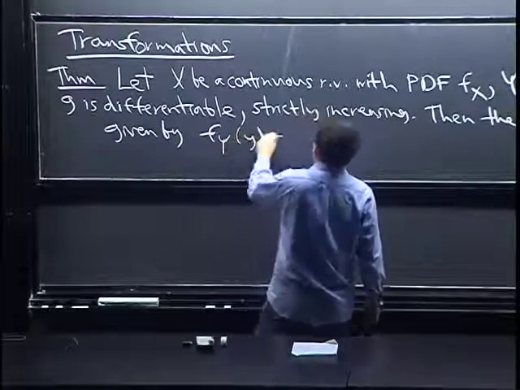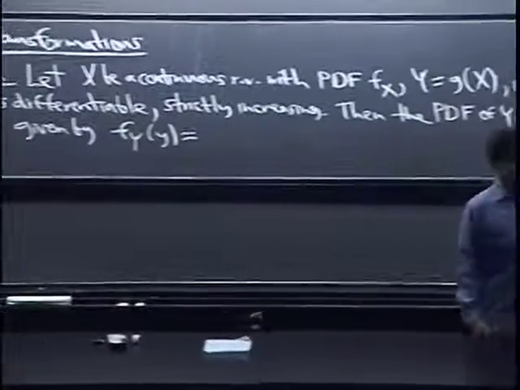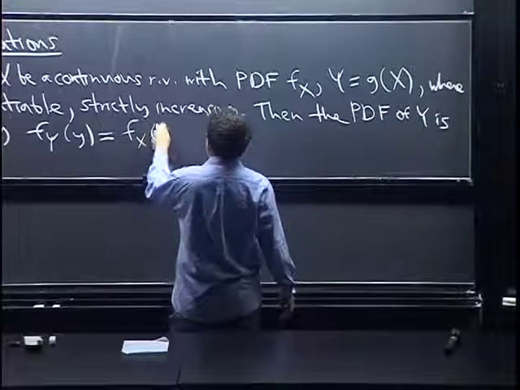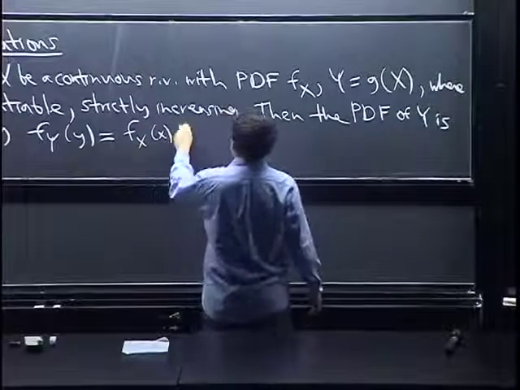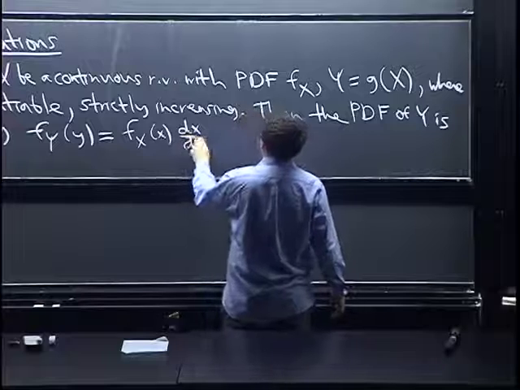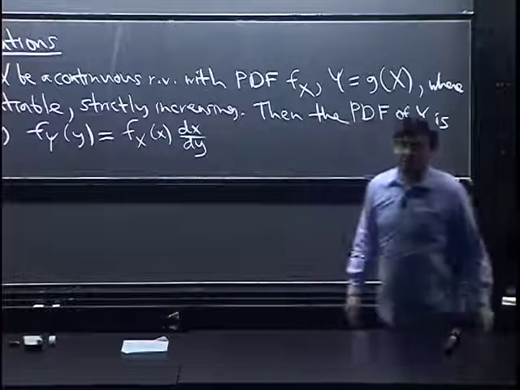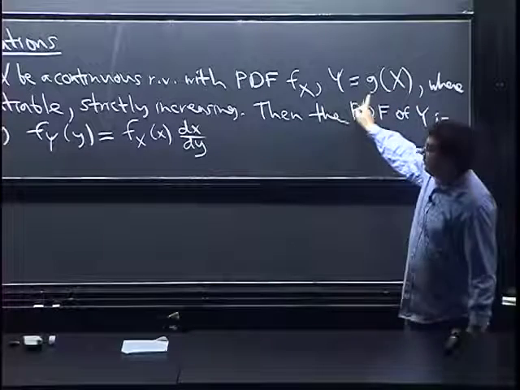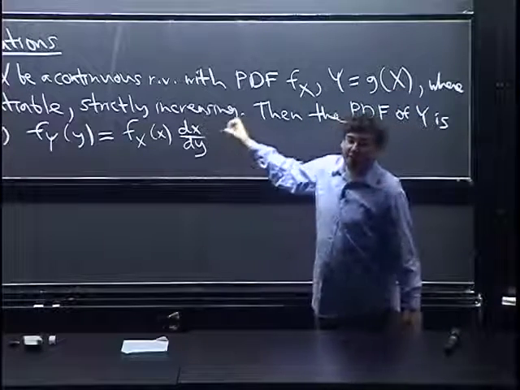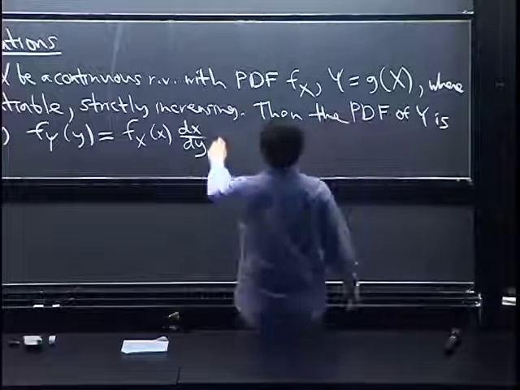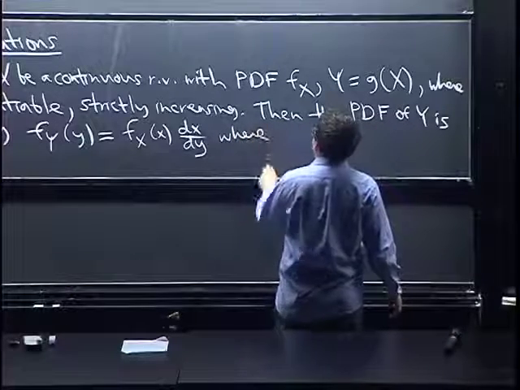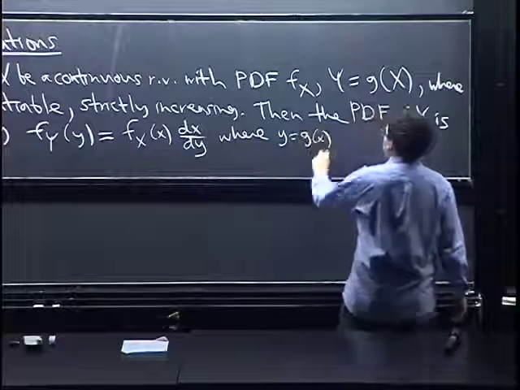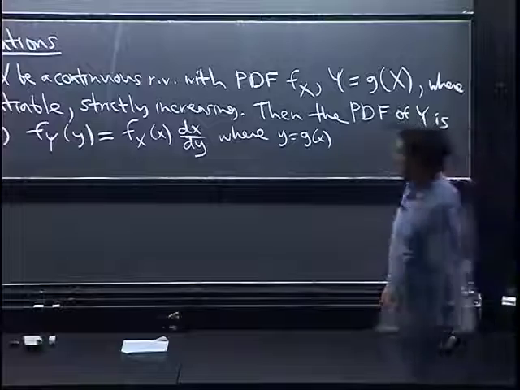f_Y of y equals, well, we start with the PDF of X, and then we multiply by dx/dy. I just have to explain the notation a little bit. Here we transformed capital X to capital Y, so a natural thing to do is to mirror that notation with the lowercase letters. So we're defining it to be true that little y equals g of little x. We're doing the same transformation.